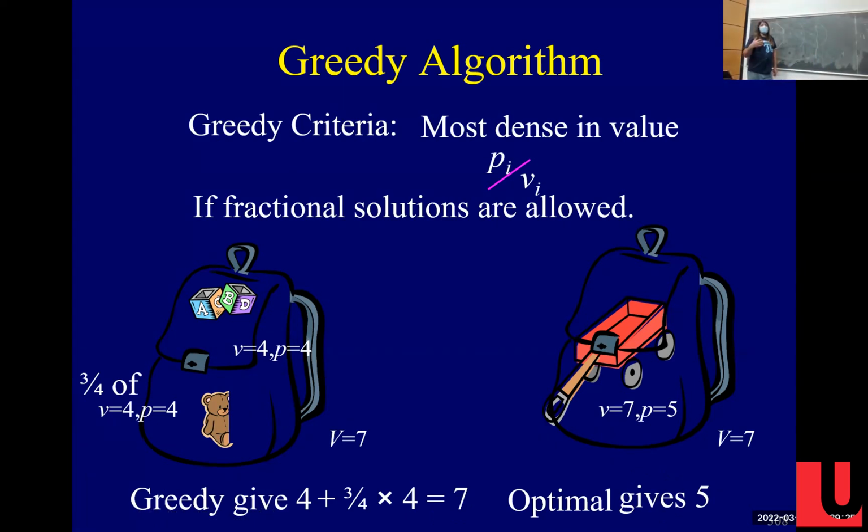So this problem is now the difference between integer solutions and non-integer solutions, right? Are you allowed to put in half of a bear? In general, if you're allowed to put in non-integer solutions, then the problems become much easier, right? We studied network flow, but that's an example of, in fact, we should make sure we talk about that.